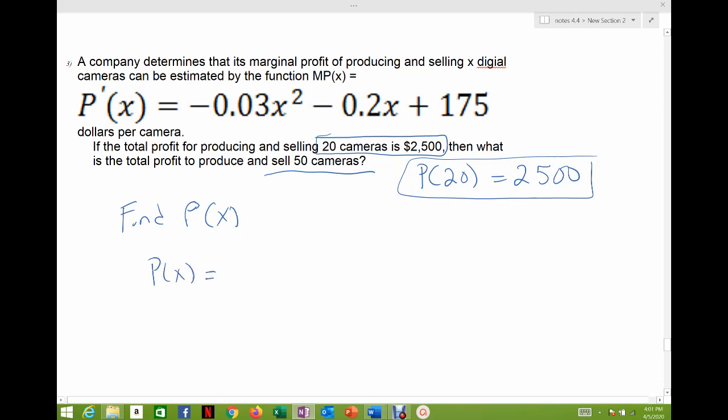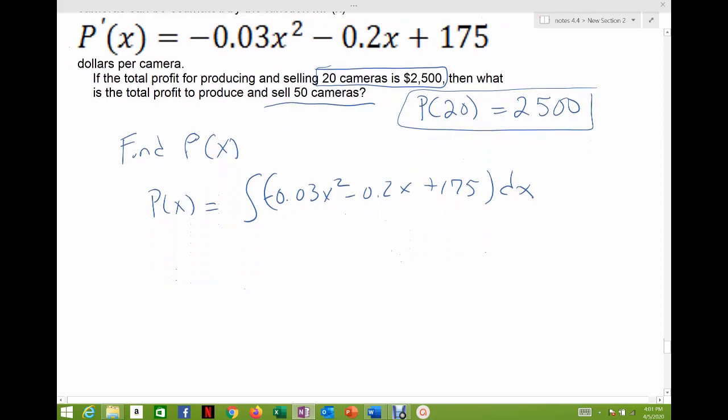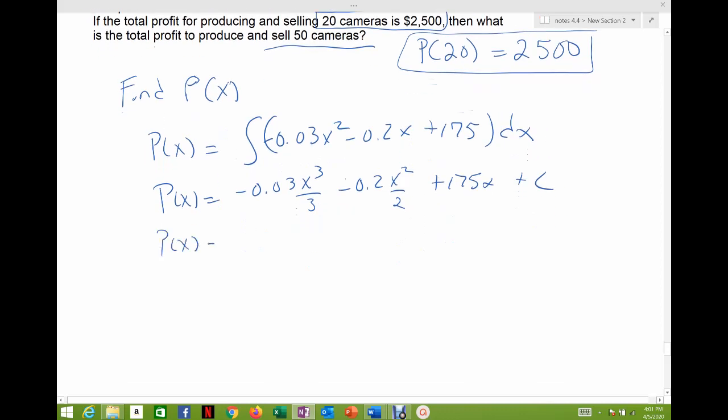First thing, undo the derivative by integrating to find all possible profit equations, and then use my initial value to find the specific one we're looking for. So this is going to come out negative 0.03x cubed divided by 3, negative 0.2x squared divided by 2, 175x plus some unknown constant. I'm actually going to clean this up before I move on, just because it makes it a little easier, and I probably should have done that for the last example.